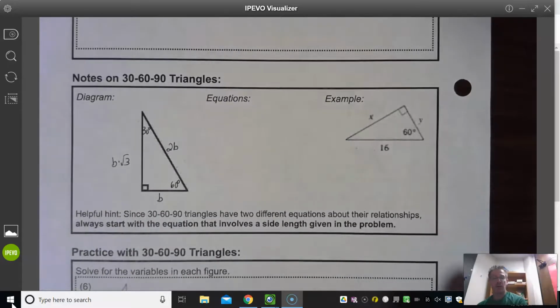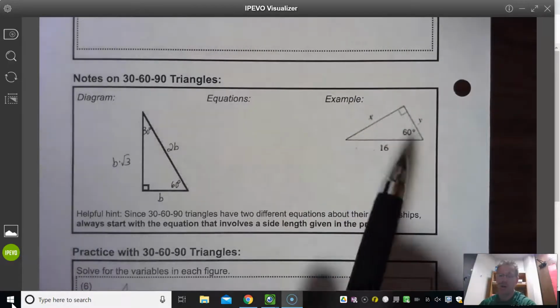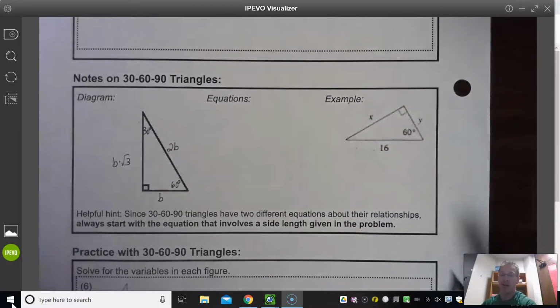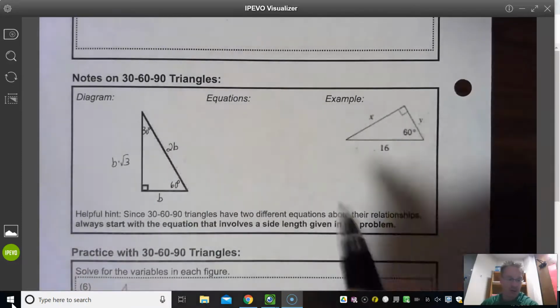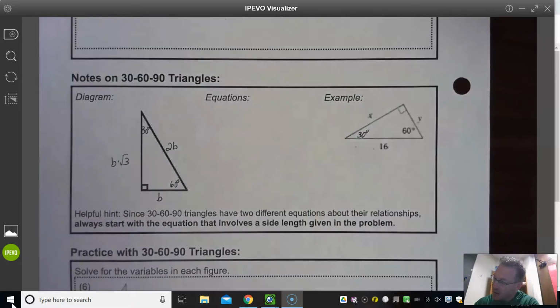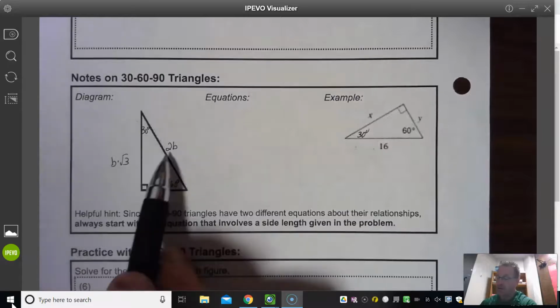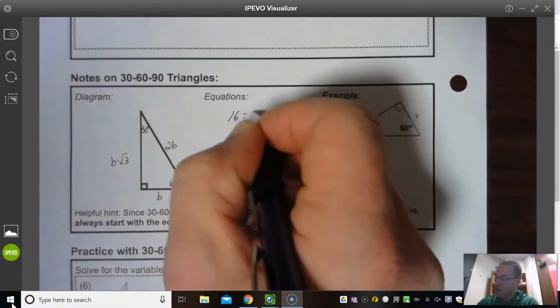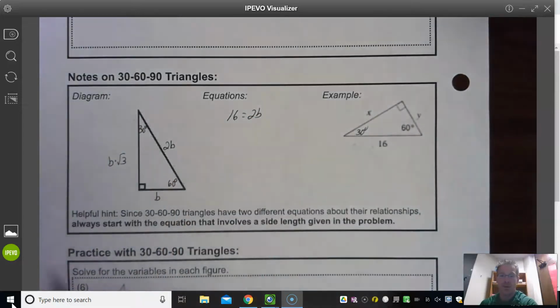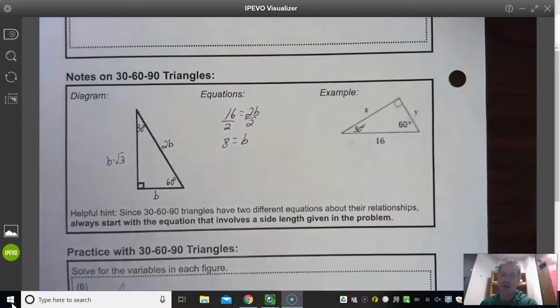So now let's look at what we have here. When I look at my figure, once again, which side do I start with? We have our 30, 60, 90 because we have a right angle here. We have 60 degrees here, and then this angle is 30. And notice we're starting with the hypotenuse, which is 16. So if I come back to my figure here, the hypotenuse is going to be equal to 2B. So 16 is equal to 2B. So if I solve for B, I can divide both sides by 2, and that says that B is equal to 8.